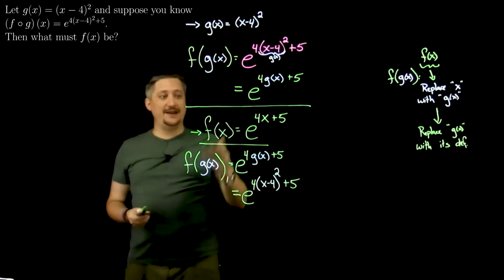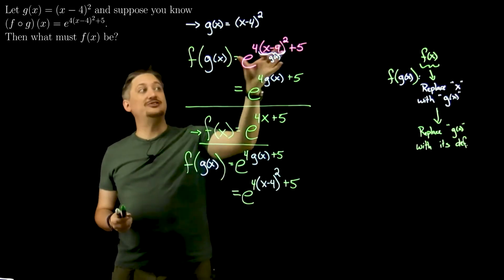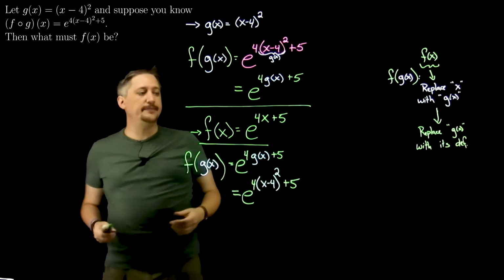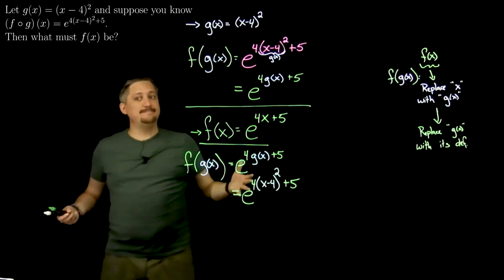And if I had the right f, then this thing should match what I was given as f of g of x, and they do. So I'm good, okay? So that is that.